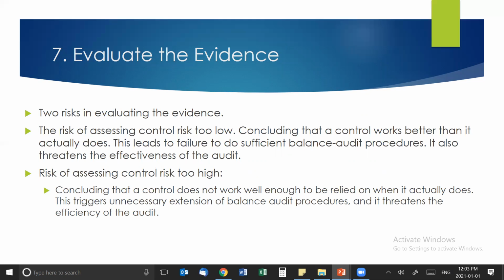So you probably have to revise your substantive procedures, like how many samples you choose for that, because your detection risk is now going to change. If you've assessed control risk too high, that means you probably are going to be doing too many audit procedures. That threatens the efficiency of the audit, but that's not as big of a deal as assessing it too low.